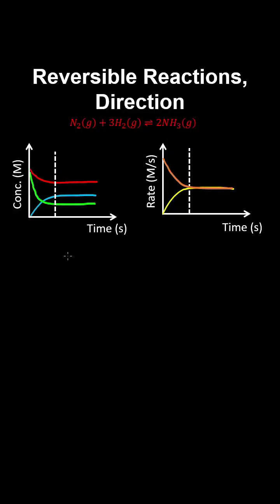When equilibrium is established, the rate of the forward reaction, which you can write in terms of the concentrations of the reactants raised to the stoichiometric coefficients, is equal to the rate of the reverse reaction, which has a rate constant of Kb, multiplied by the concentration of the product raised to the stoichiometric coefficient.